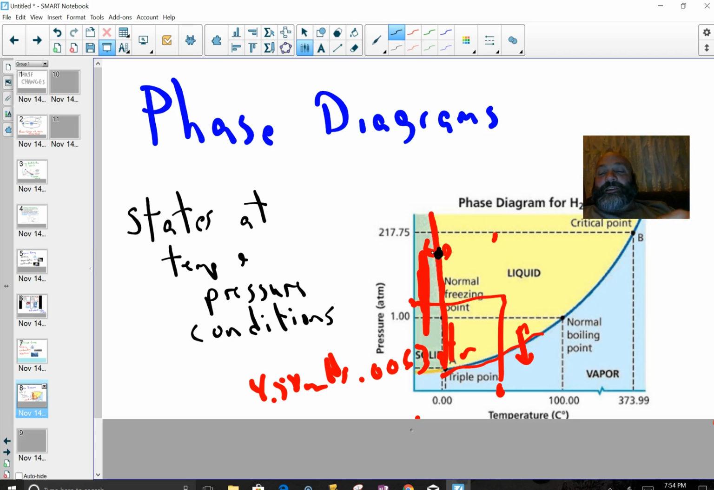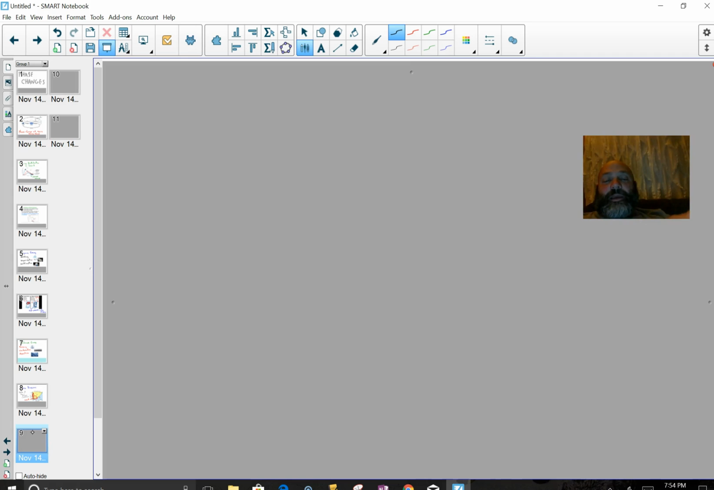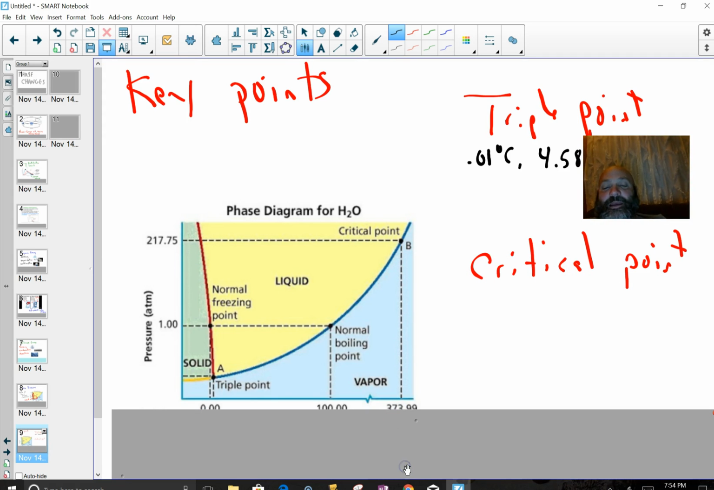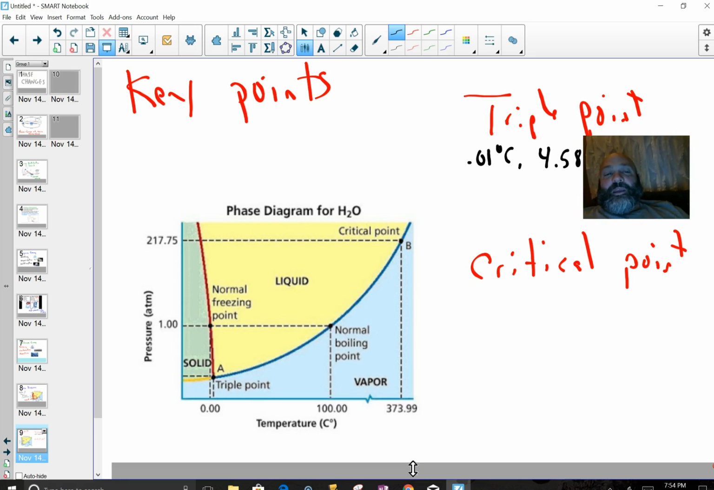Now, there's a couple of key things that you may have noticed we haven't mentioned yet. They are the triple point and the critical point. There's the diagram again, and we have this point down here listed as the triple point. The triple point is a temperature and pressure at which your substance can exist in all three phases at the same time in equilibrium.